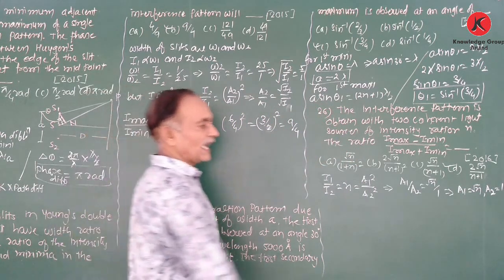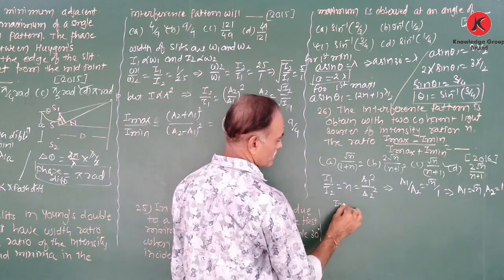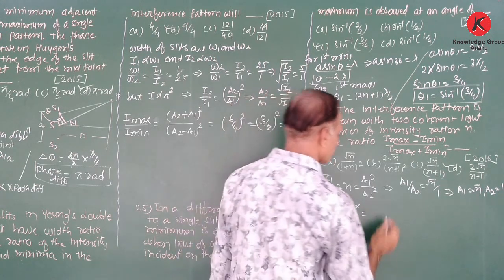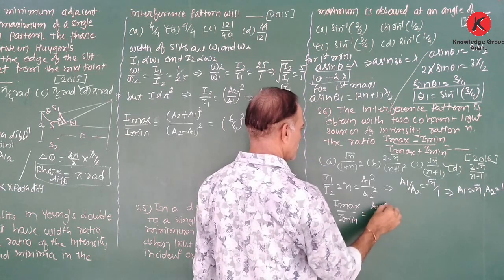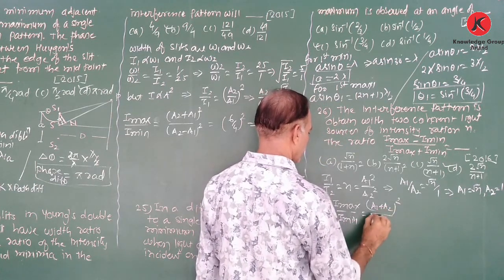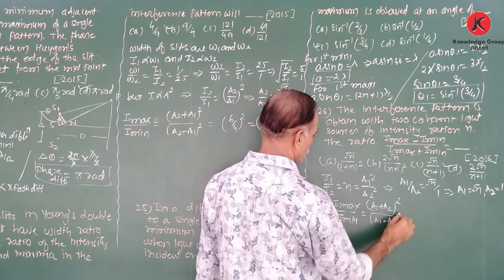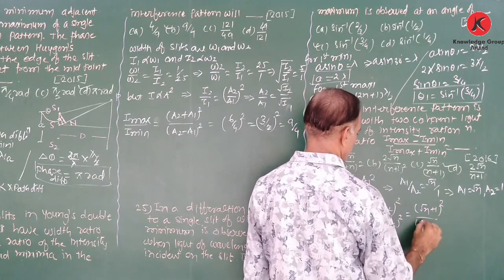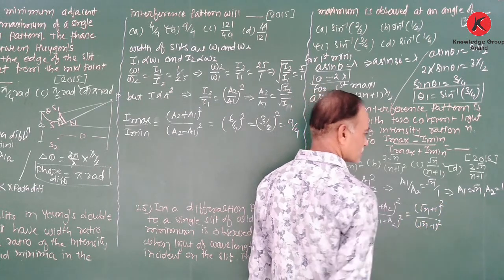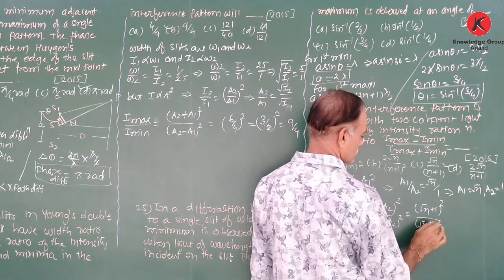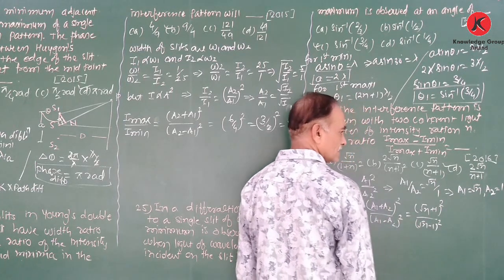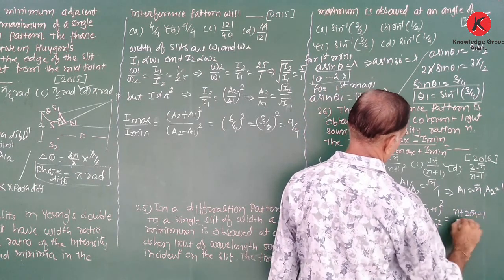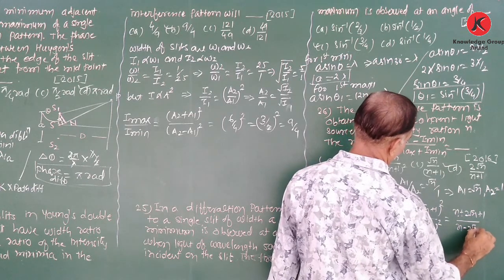Now, we require I maximum and I minimum first. I maximum upon I minimum is equal to A1 plus A2 whole square upon A1 minus A2 whole square, which is equal to root n plus 1 whole square upon root n minus 1 whole square. Right. Therefore, we can obtain n plus 2 root n plus 1 upon n minus 2 root n plus 1.